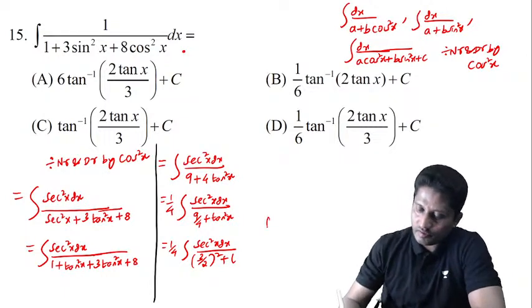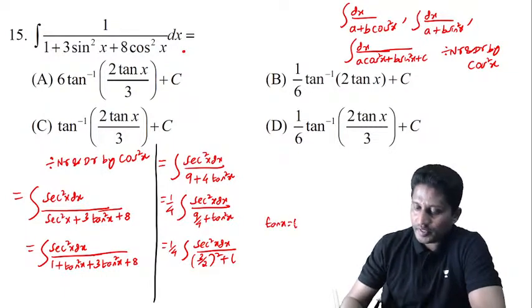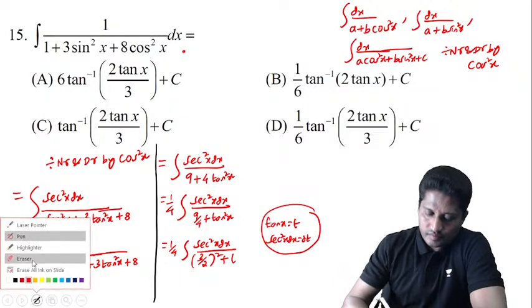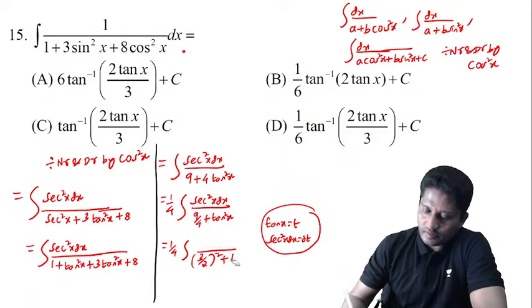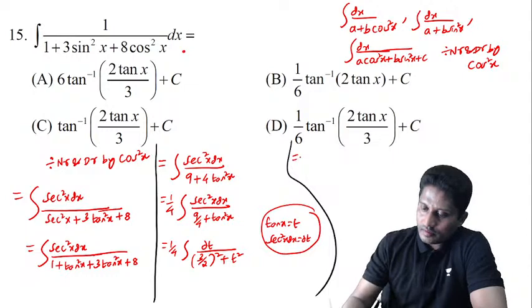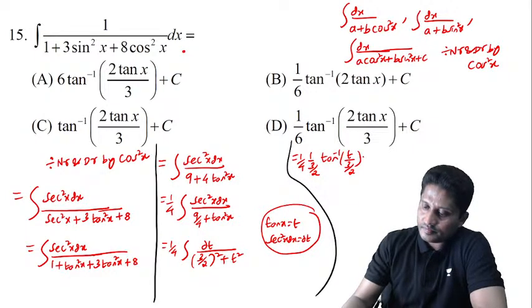Here I'll put tan x equal to t. Let me write one more step: I put tan x equal to t, so sec square x dx is equal to dt. So this is dt over t square plus (3 by 2) square. The formula for a square plus x square is 1 by a tan inverse of x by a. So this is 1 by 3 by 2 tan inverse of t divided by 3 by 2, plus c.